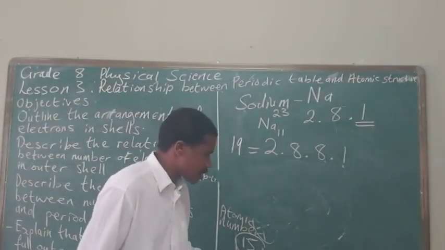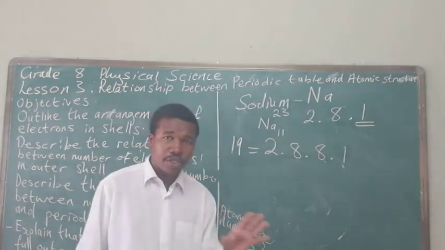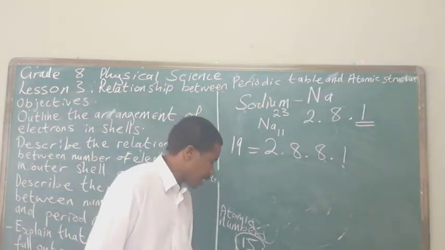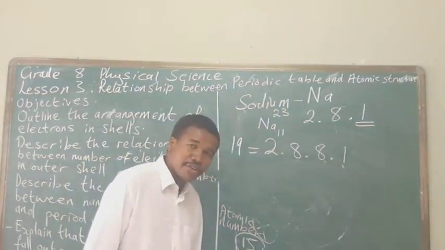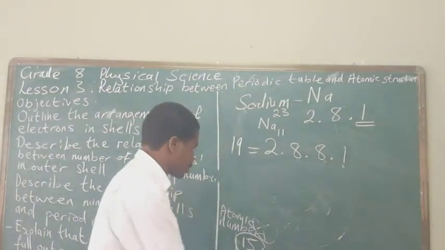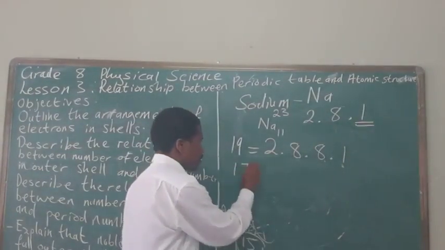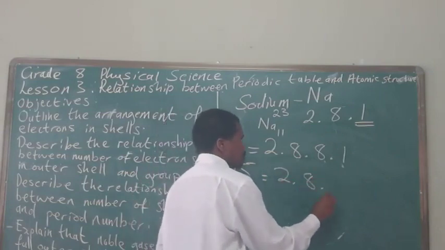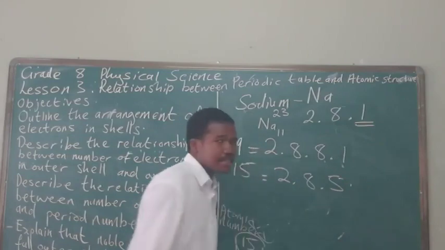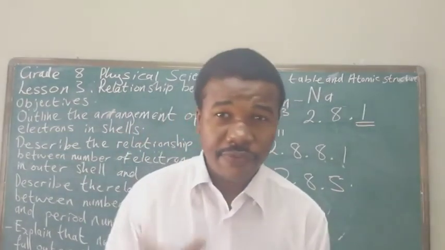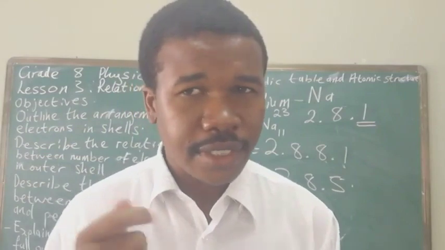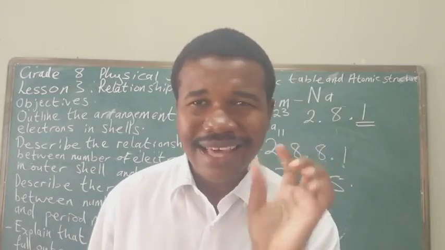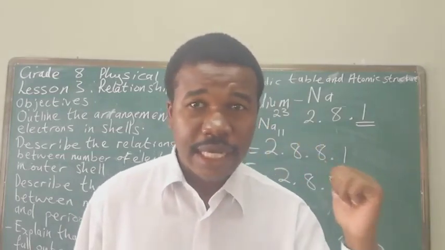Earlier when I gave the example of an element we didn't know, which had atomic number 15, it has this electronic configuration. I hope it's visible. It's 15, which gives 2 electrons in the first shell, 8 electrons in the second shell, then 5 electrons in the final shell. And because it has 5 electrons in the outermost shell, that element is in group 5.